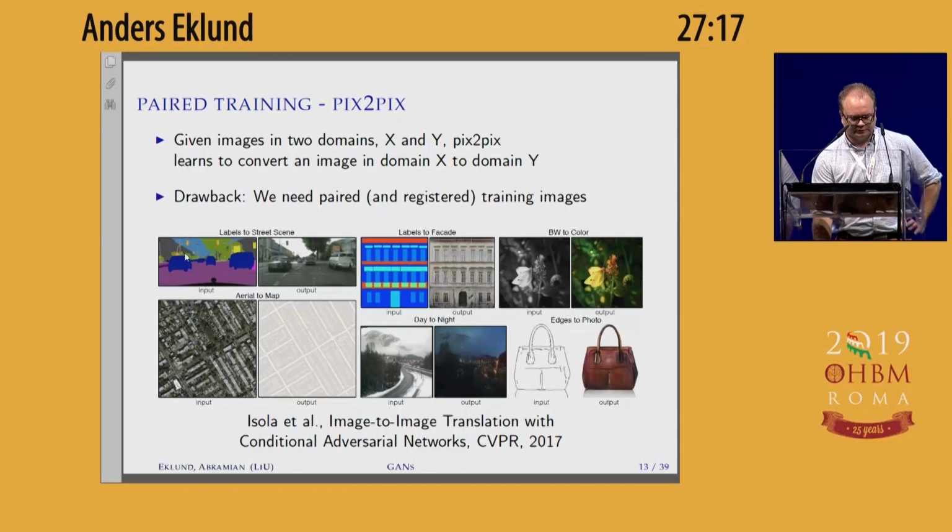So you can, for example, see that you can convert from a street scene to a segmentation of each pixel. You can convert a map to an aerial picture. You can convert day to night, edges to photo, black and white to color, and so on. So the main drawback here is that we need paired images and they need to be registered.